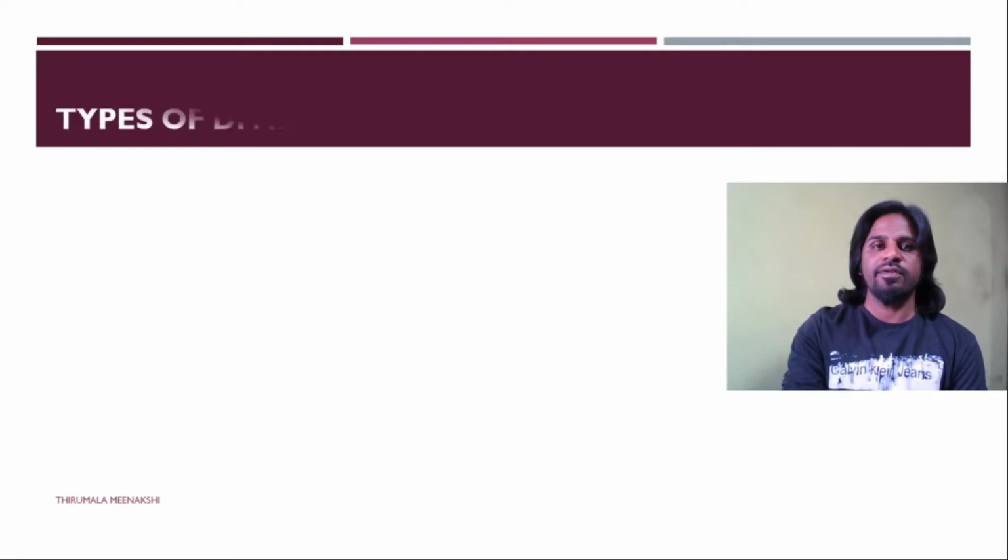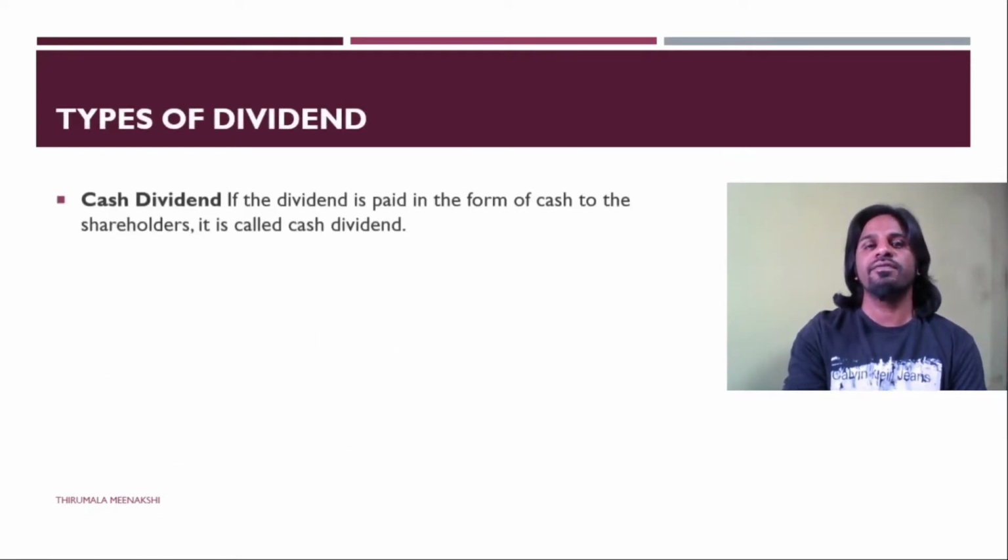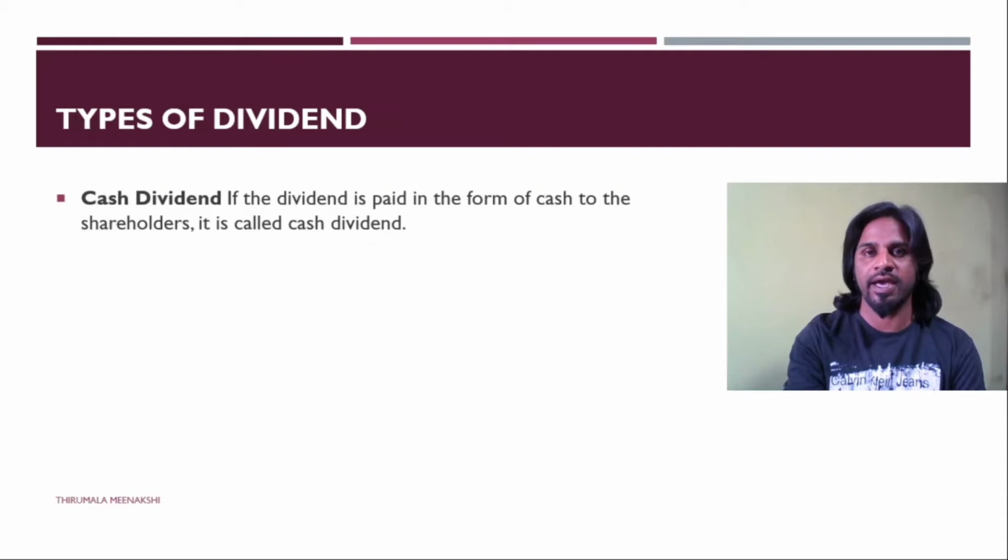So the types of dividend: if the company has earned a lot of profits and all the profits are in the form of cash, it implies that the company already has a huge amount of liquid cash available. In such a case, the company can distribute its profits in the form of cash, and that distribution of dividend in the form of cash we term as cash dividend, which is good for individuals and companies.